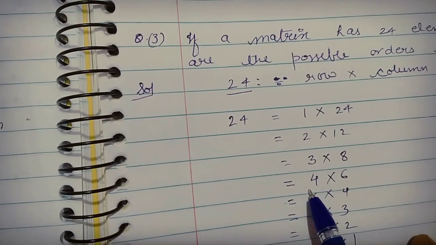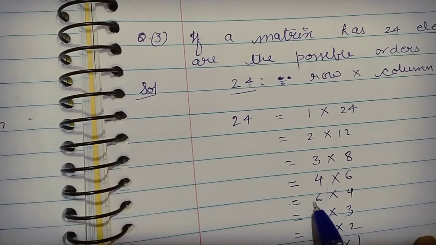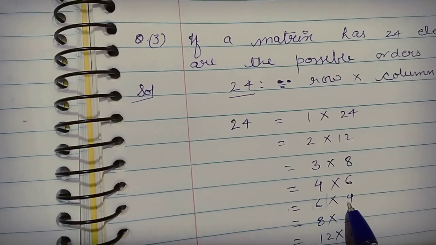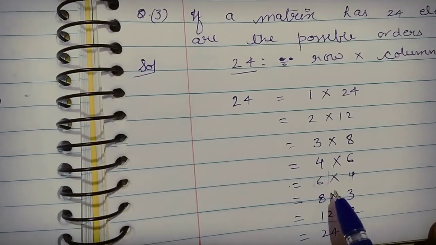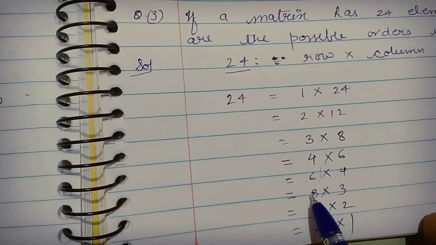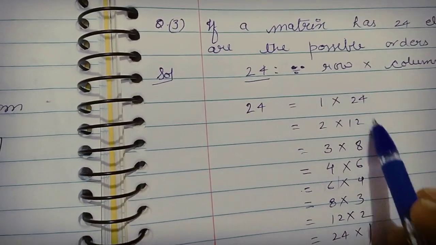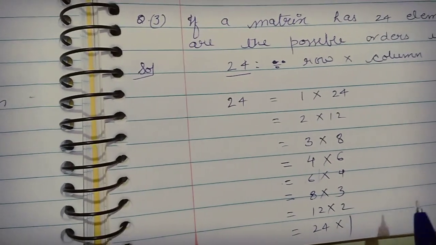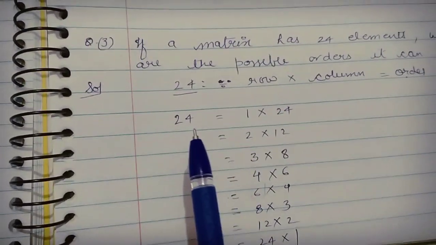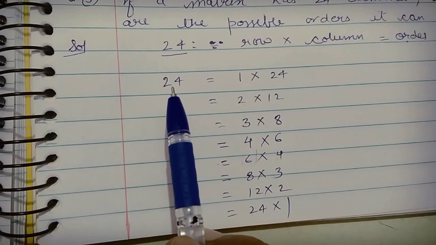The number of rows can't be 5 because 5 is not a factor of 24. Now the number of rows equal to 6 implies that the number of columns is 4, and in this way we can consider the number of rows to be 8, 12 and 24. These are the possible orders of the matrix which consists of 24 elements.